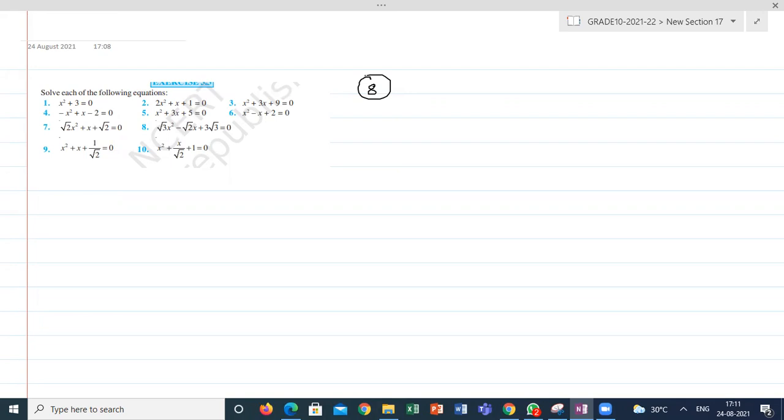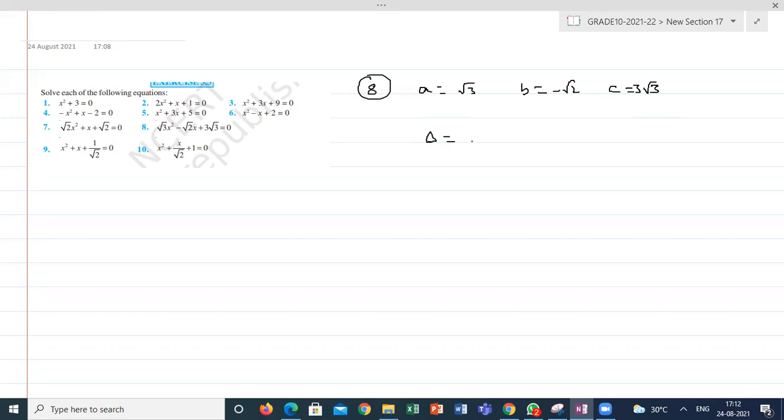Anyone got the answer for 8th question? Please let me know. A is equal to root 3, B is equal to minus root 2, C is equal to 3 root 3. Anyone got the answer for 8th question?